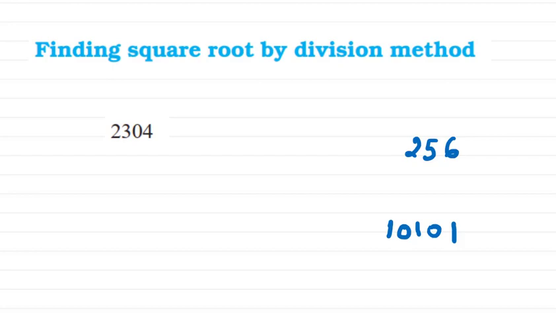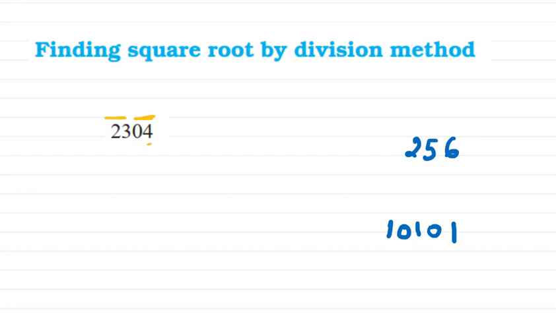In the first step, what you have to do is pair up the digits. You have to start the pairing from the unit digit, the ones digit. From here only you will start pairing this number. Here we got one pair and here we got another pair. How many pairs did we get here? Two pairs. That means the square root will be a two-digit number.